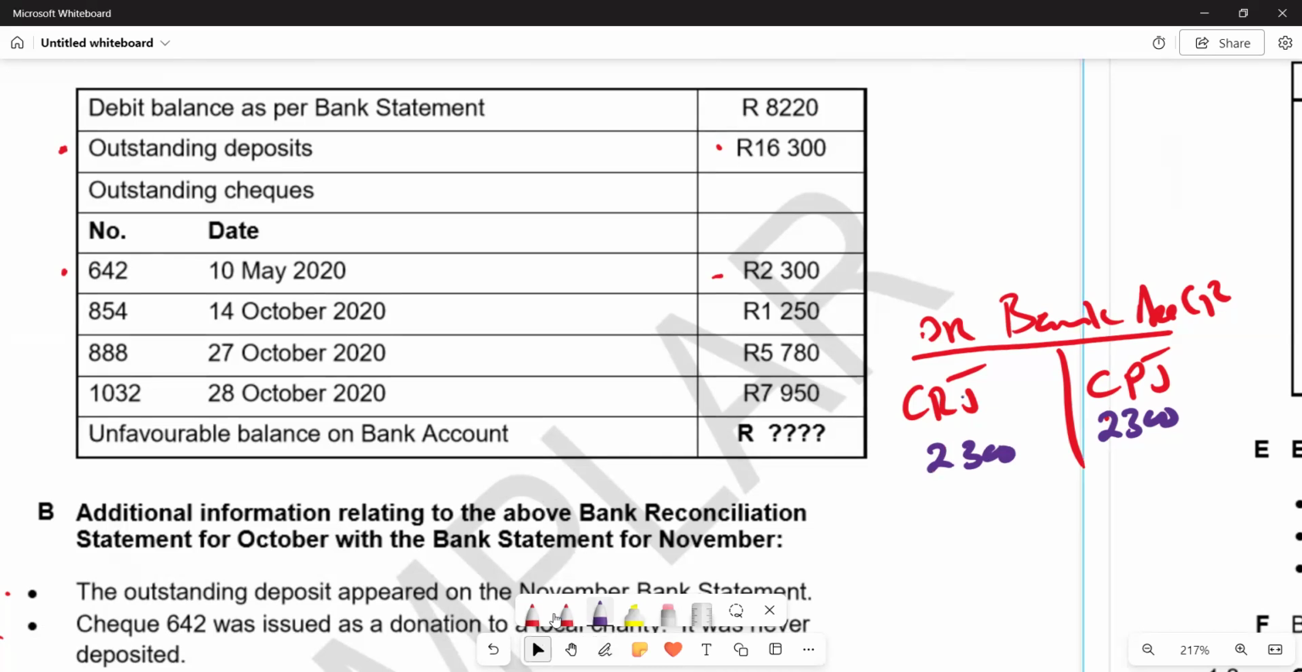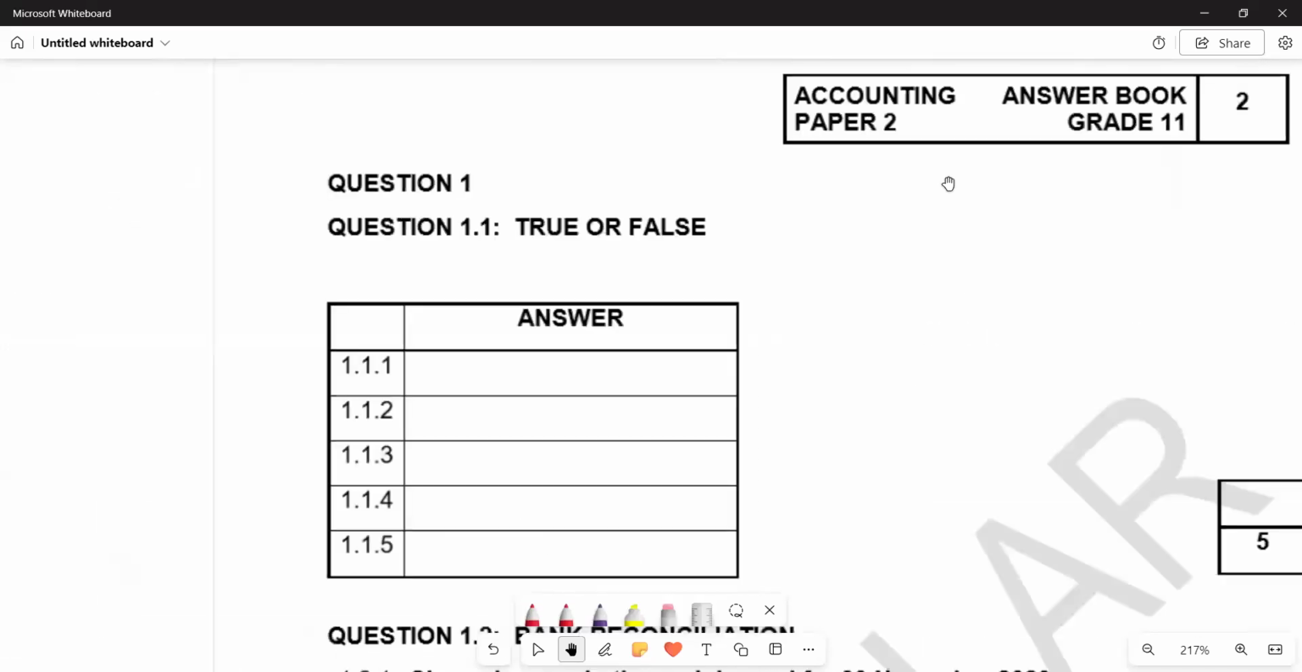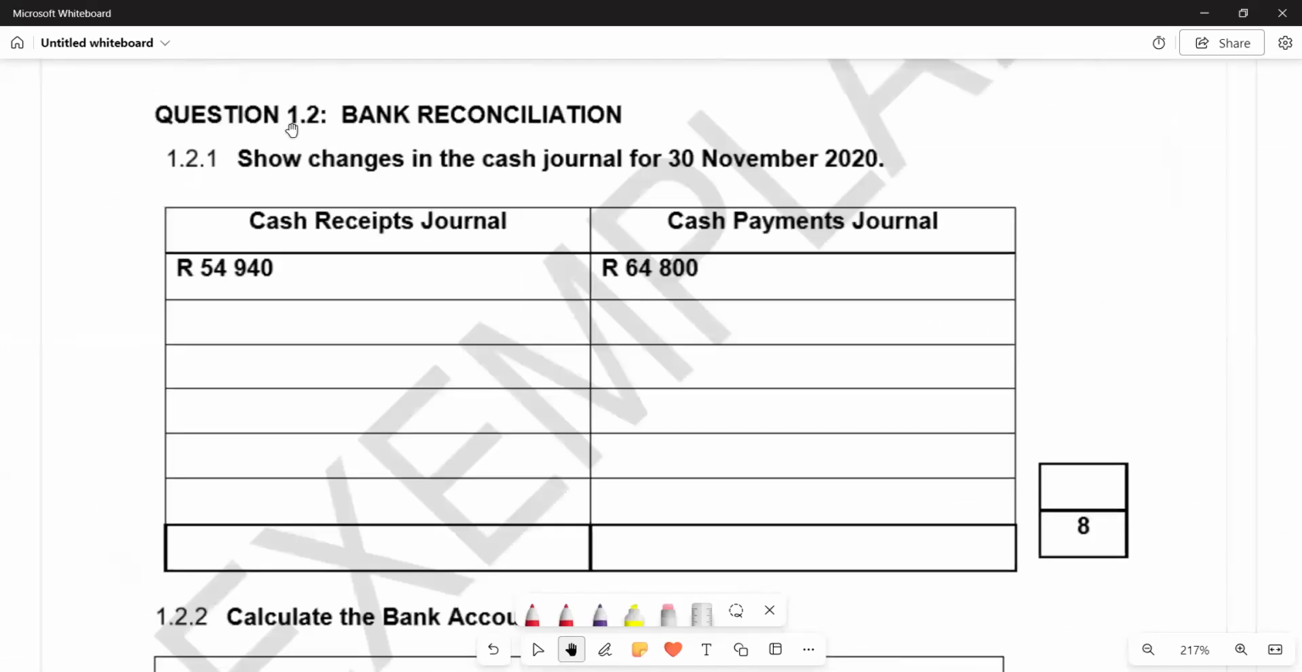We go to our answer section. We are now on our answer section, and under the cash receipts journal we have our 2,300. As simple as that. Then we can go to the next point.